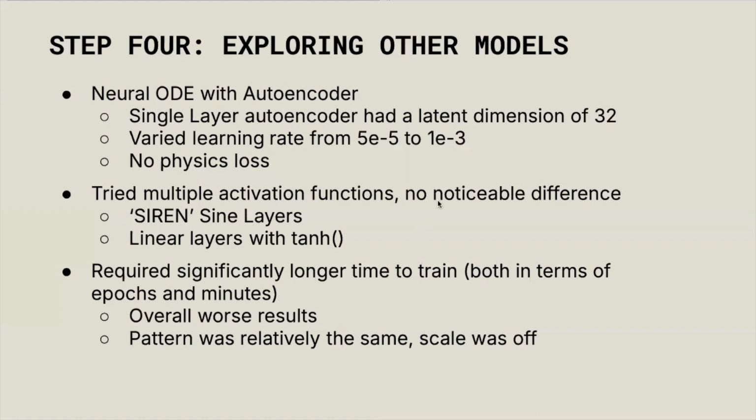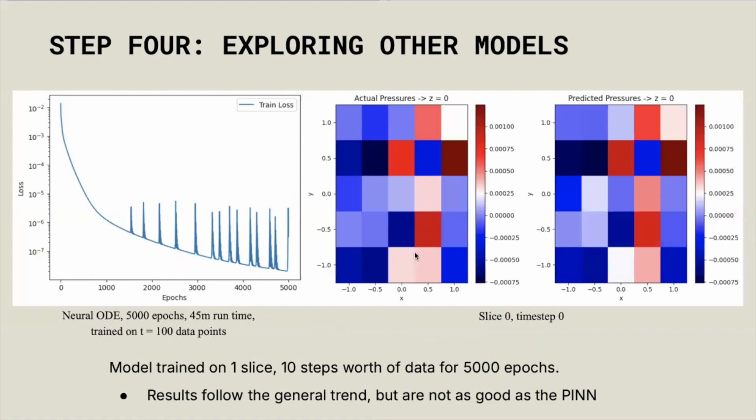And this required significantly longer time to train, both in terms of epochs and minutes, and overall it produced less favorable results. This slide kind of shows that: it took about 5,000 epochs to get some data that is slightly worse than what we got on the PINN. And when we did tests where we only trained it for 2,000 or 3,000 epochs, the data was much worse. So while this is still a viable option, we think it's less efficient than the physics-informed neural network.